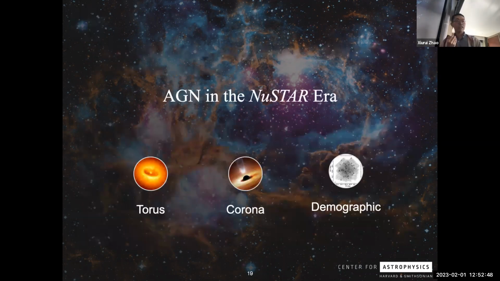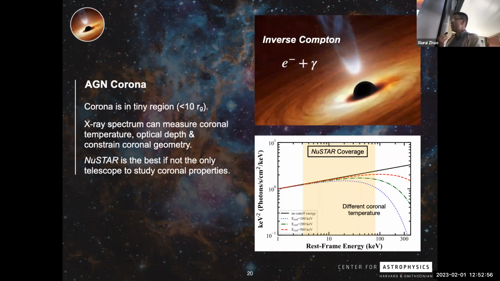And then I'm going to talk a little bit about the AGN corona very quickly. As I mentioned, the corona is a large bunch of hot electrons, but the size of the corona is very small. It's below 10 gravitational radii of the supermassive black hole. So it's a very tiny region inside of the AGN. And so it's difficult for us to really resolve this corona structure.